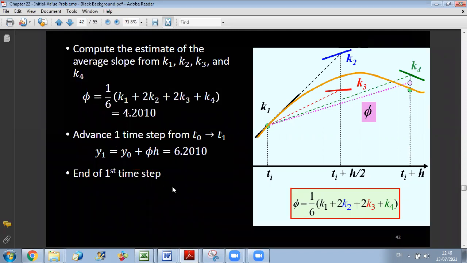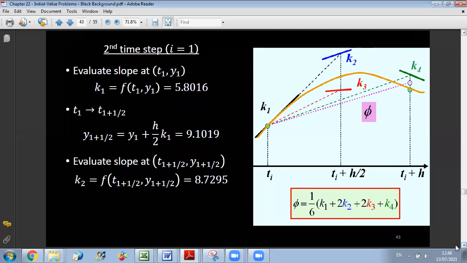I should repeat this procedure for each time step, for time steps 2, 3, and 4. Of course it will take time, but it is worth it because the accuracy of the Runge-Kutta method is very large. It's a method of order 4, and this is why we call it the RK4 method. Okay.